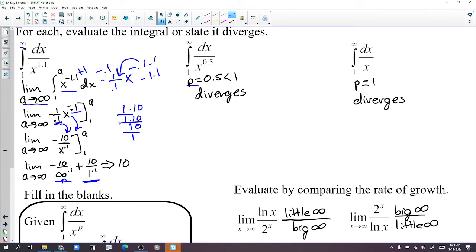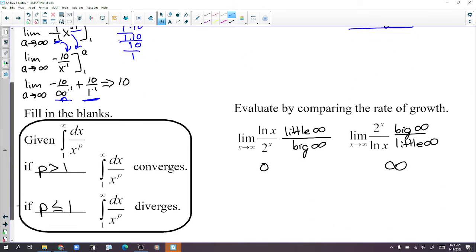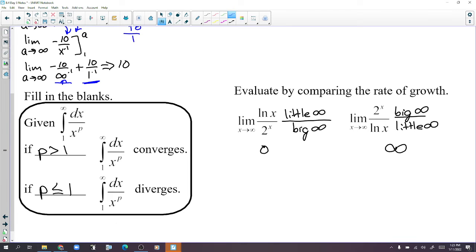Now, on this one, the power is less than 1, so it diverges. This one, the power is equal to 1, so it diverges. Given the integral of dx over x to the p, if p is greater than 1, then this converges. If p is less than or equal to 1, then this integral diverges. Here we have little infinity over big infinity, so that ends up being 0. Here we have big infinity over little infinity, that ends up being infinity.